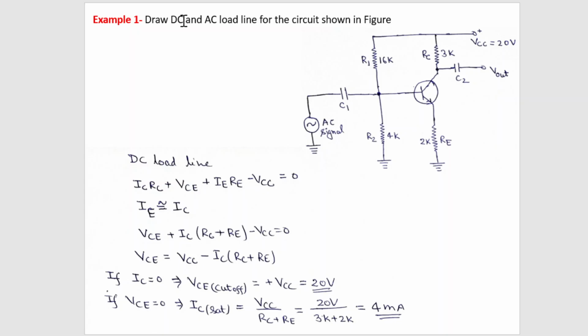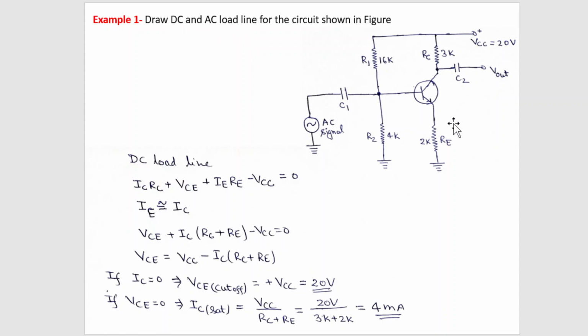So in order to draw the AC load line, first we have to draw the DC load line. Then we have to determine the Q point. After determining the Q point, we can draw the AC load line.